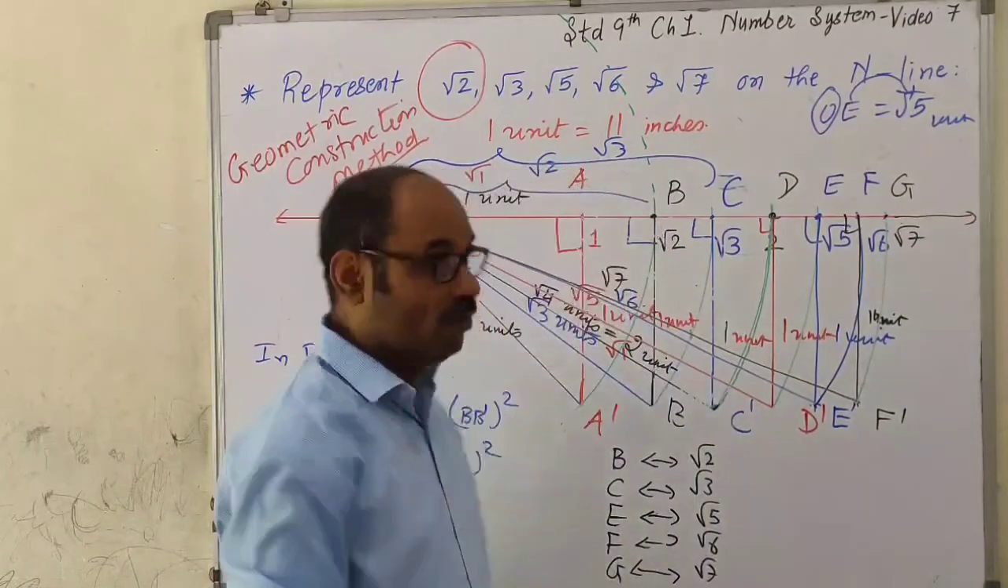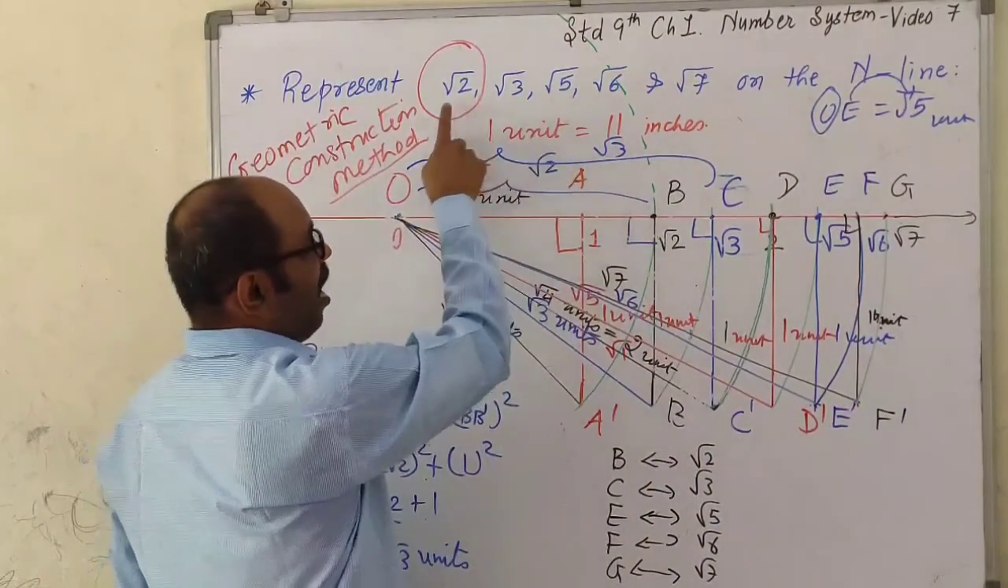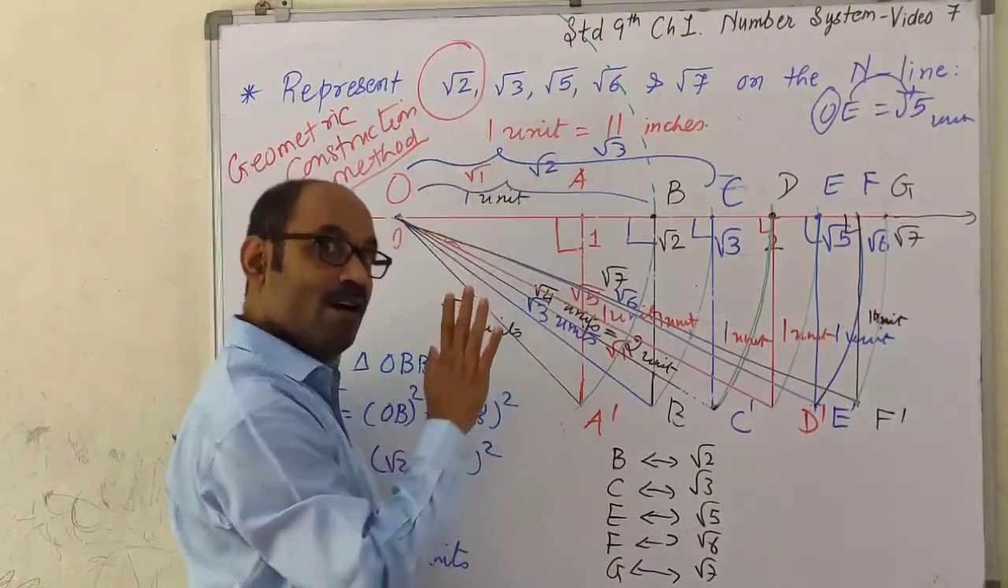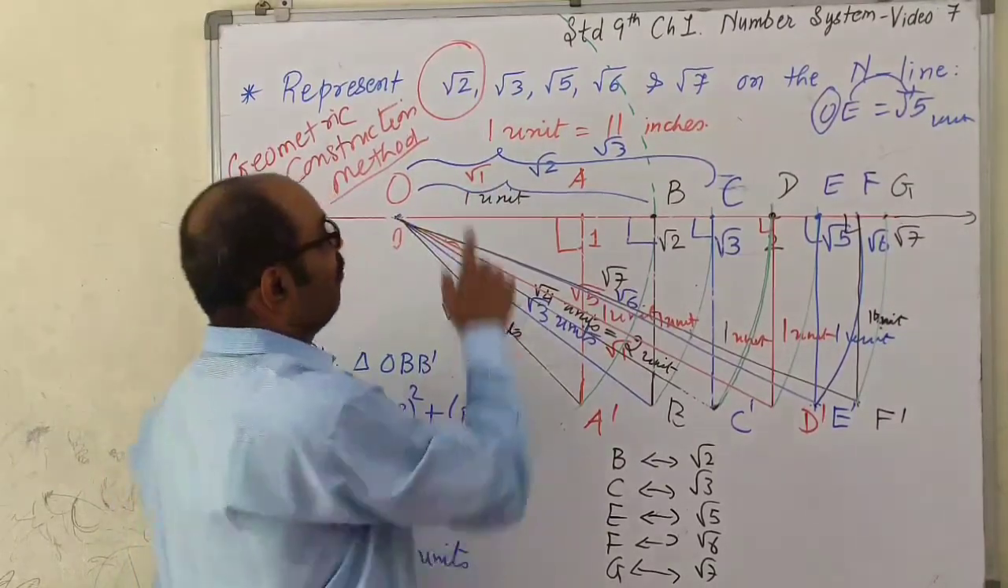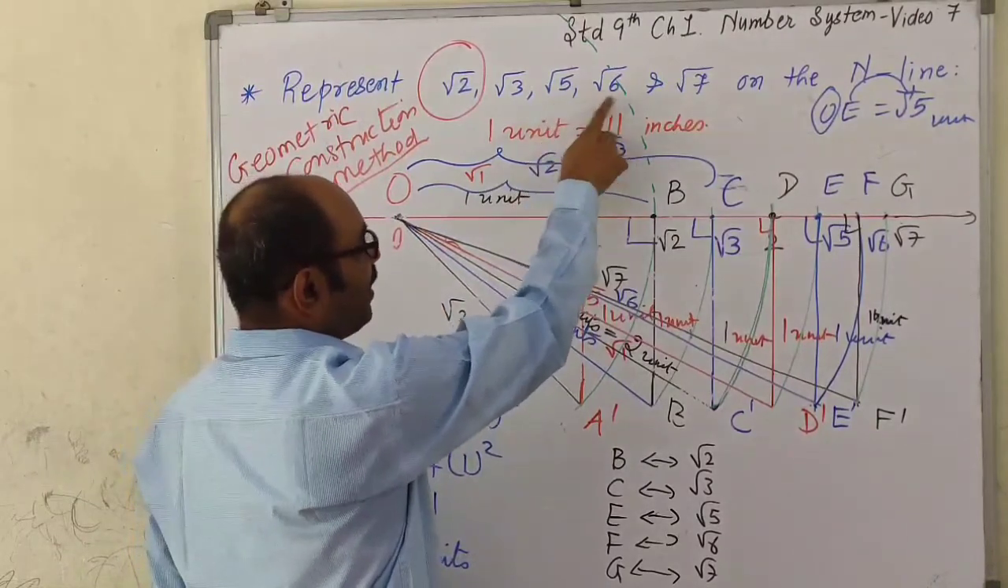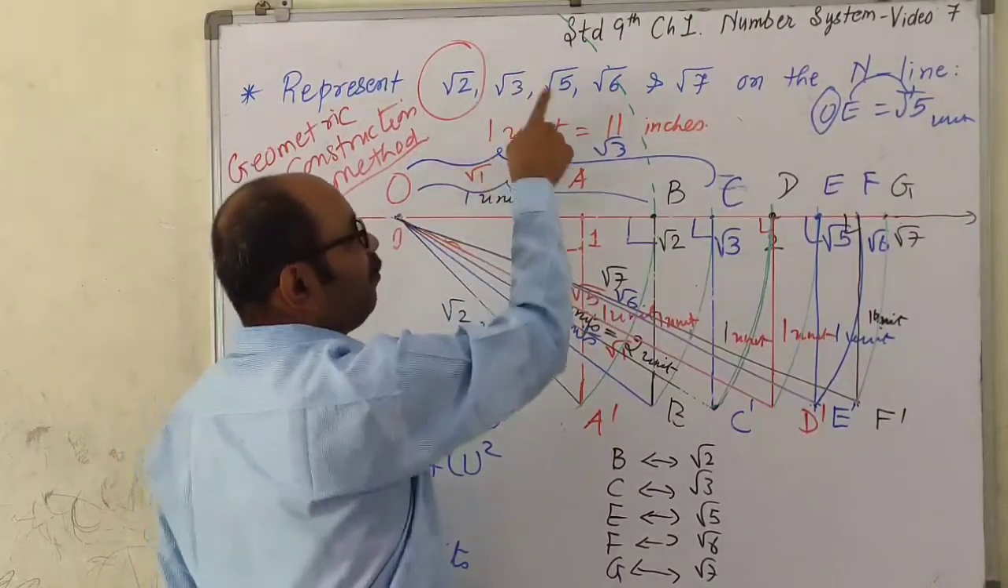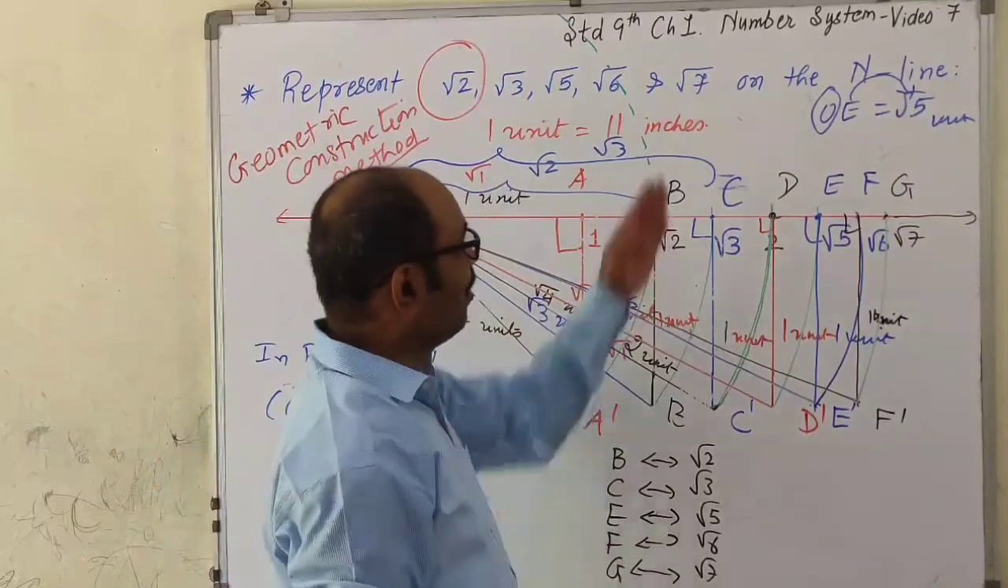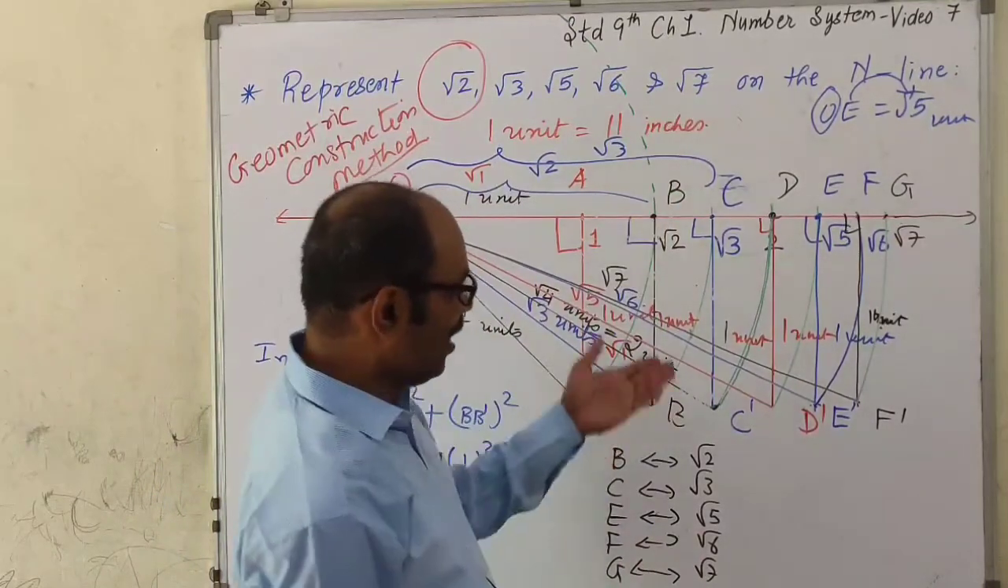the number line. Note one thing, if you are asked root 5, you will have to construct root 2, root 3 and root 4. If you are asked root 3, you need root 2. If you are asked root 6, root 2, root 3, in between root 4, root 5 compulsory. So they will ask you root 7. So you will have to take all of them.